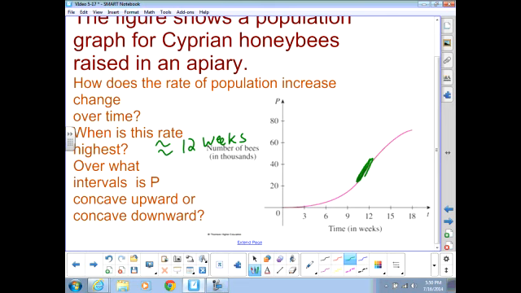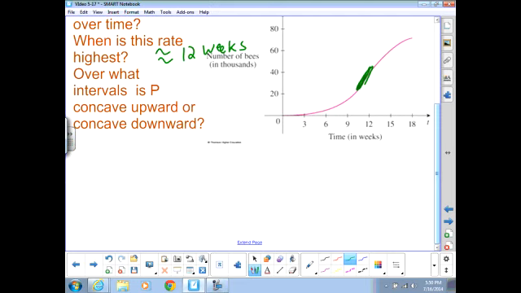Over what intervals is P concave up, and what intervals is it concave down? Well, 12, where it's the steepest, that's where it changes from concave up to concave down. The slopes are increasing until they get to 12 and then decreasing after there. So we're concave up from 0 to 12, and we are concave down from 12 to 18.